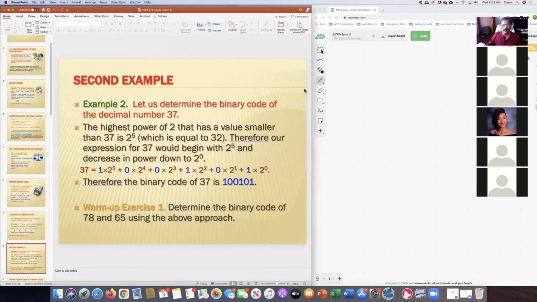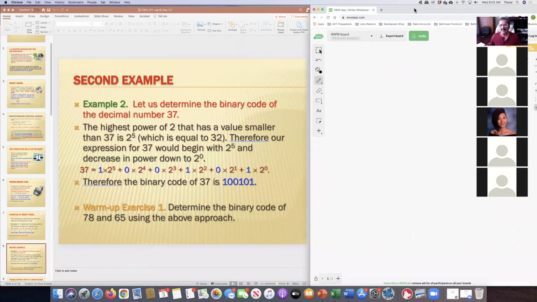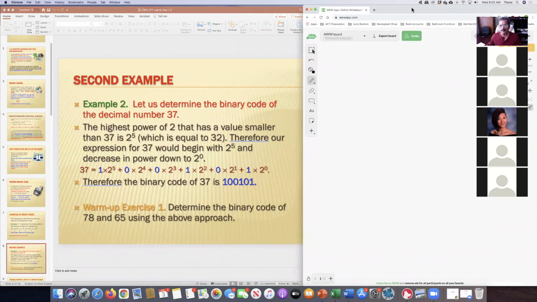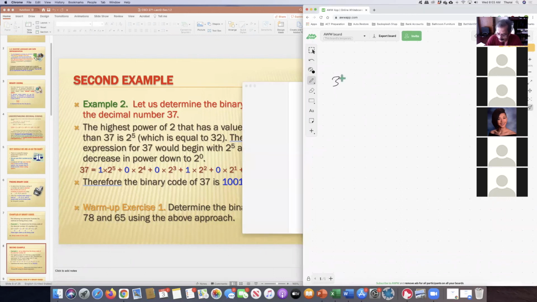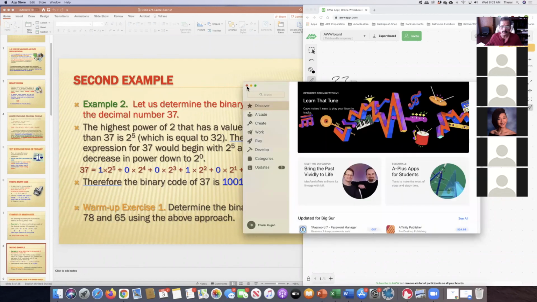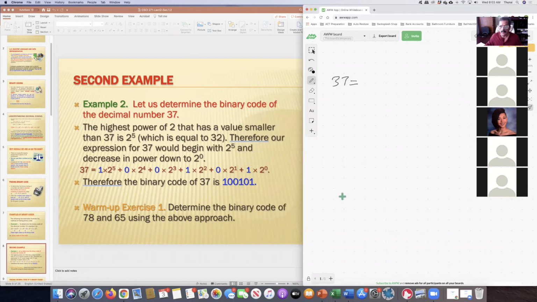To find the binary code of 37, basically I have to express 37 as a sum of powers of 2. So I write 37 equal to, then I have to write a sum of powers of 2. So you start at 2 to the 0 at the end, and 2 to the 1, 2 to the 2.